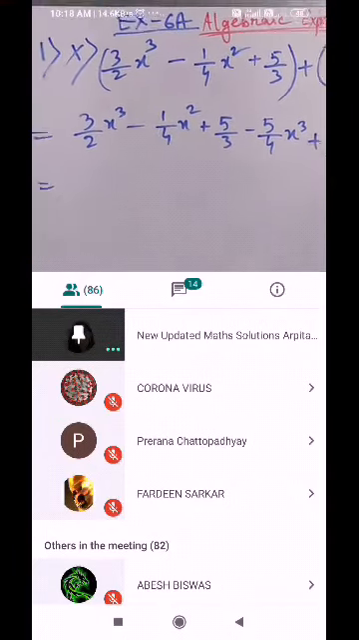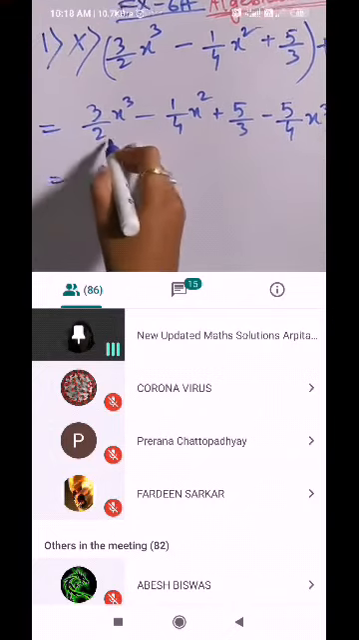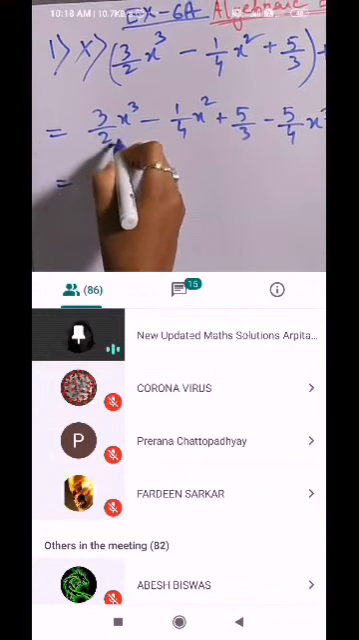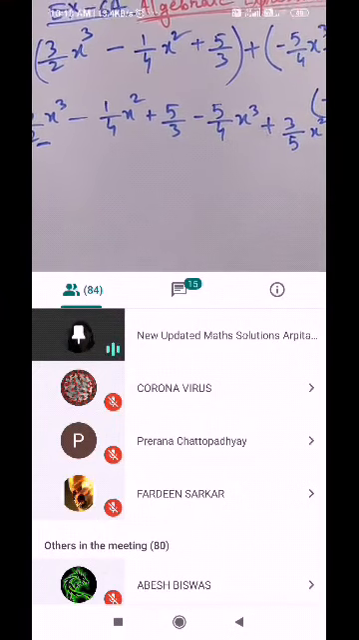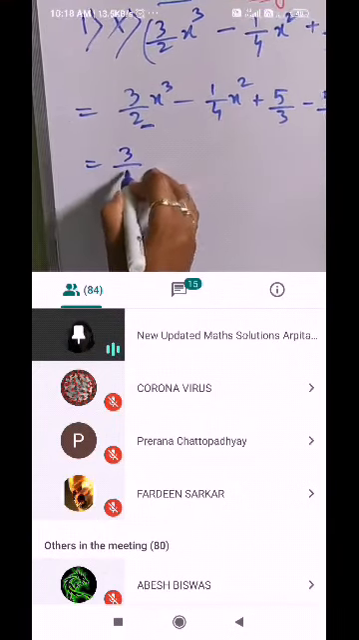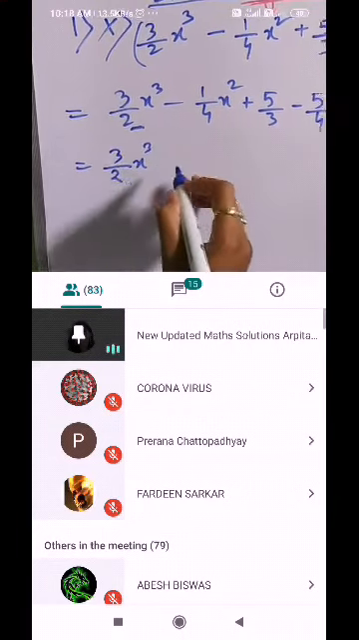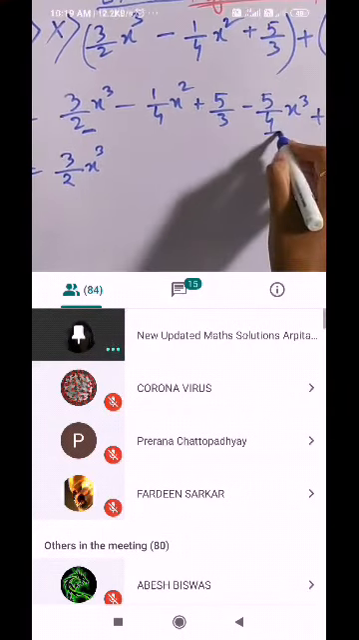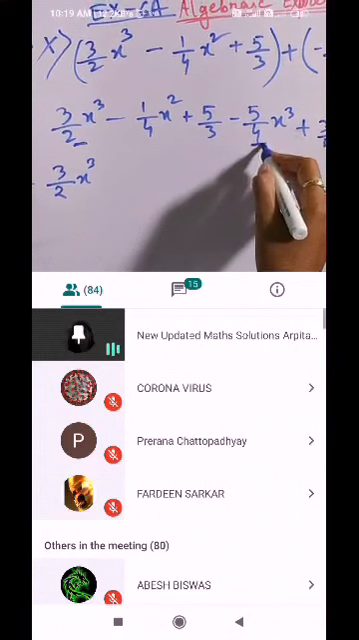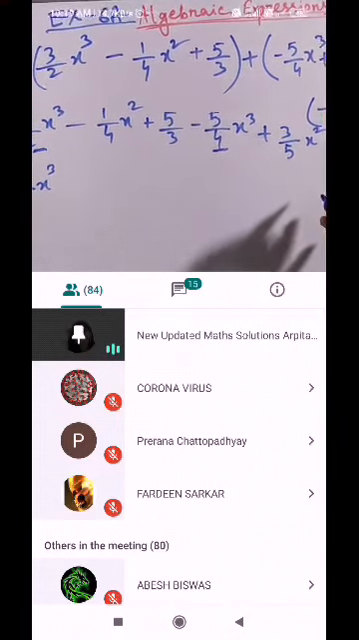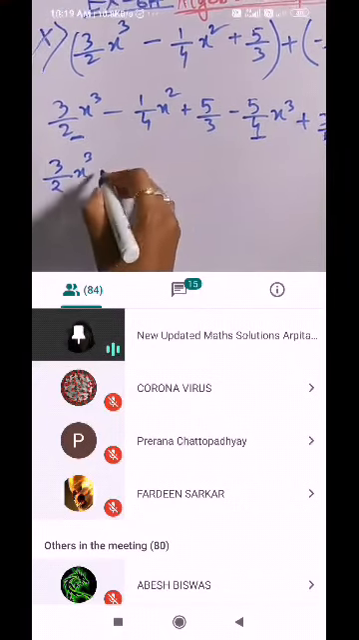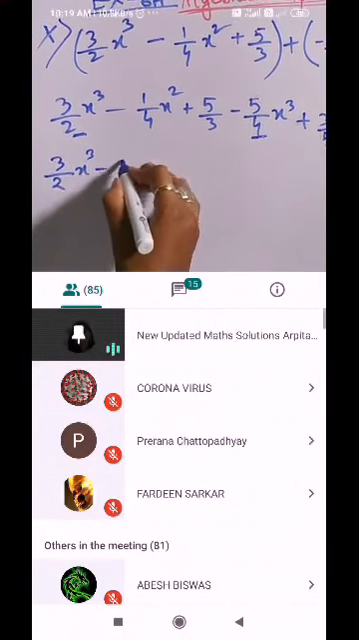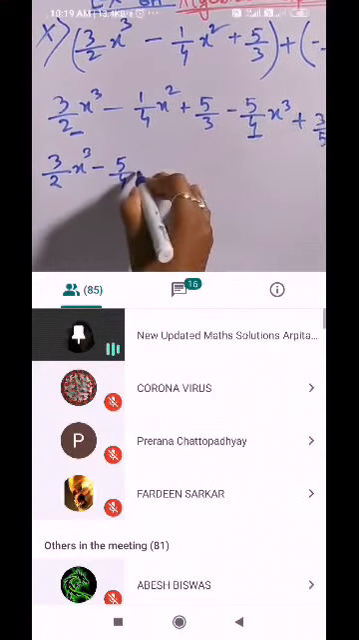Then we have to jot down the same variable terms. That means this one, x cube. With x cube, which terms are there? Those terms we have to first find out, then write them down together. X cube, 3 by 2 x cube. Then this one. I am giving an underline here so that when the writing is finished, I can understand which ones I have written and which are left.